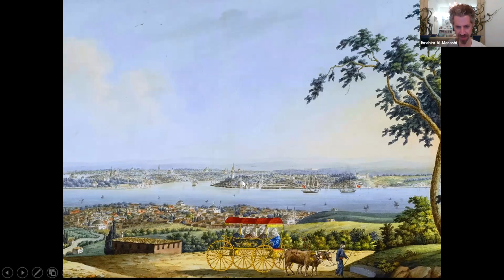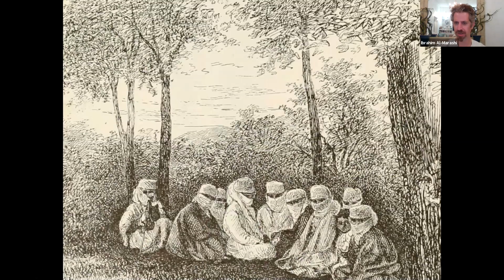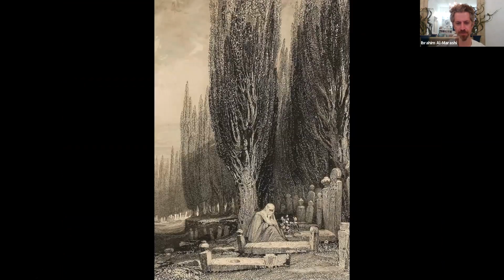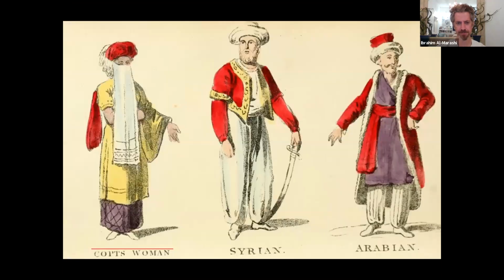This is a view of Istanbul. Even paintings like this, you see that the women are fully veiled. Drawings like this, a woman at a graveyard. Now, what's interesting here, the woman on the left is a Coptic woman. In other words, she's Christian. Okay? And so you have to understand, in the Ottoman Empire, even veiling was not necessarily done just by Muslims, but even Christians wore the veil in public as well.